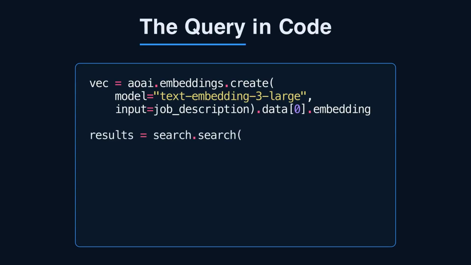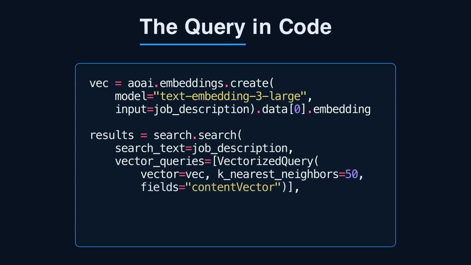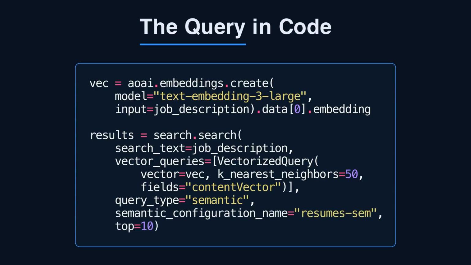You embed the job description, then pass that vector to AI Search alongside the original text. Setting query type to semantic turns on the reranker, and the search text drives both BM25 and the cross-encoder. The vectorized query carries your 50 nearest neighbors. The response comes back already ordered by reranker score. Note this is illustrative; the SDK surface changes, so check the current Azure docs for exact parameter names and the latest API version.